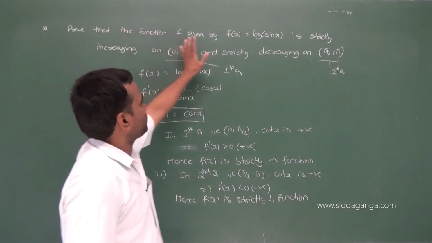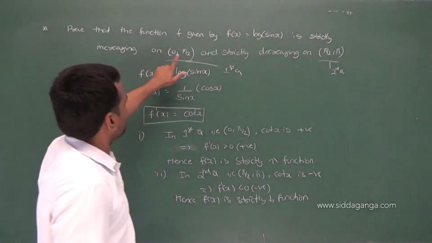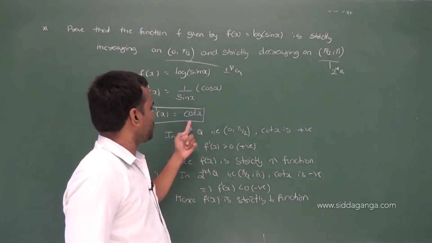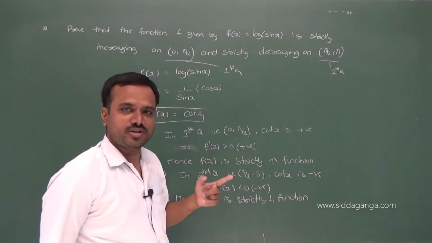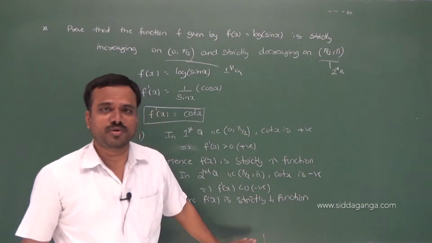What he has proved: the function f given by log of sin x is strictly increasing on the first quadrant and strictly decreasing on the second quadrant. In the first quadrant, cot is positive, that's why it is strictly increasing. In the second quadrant, cot is negative, that's why it is strictly decreasing function. See this problem. Next problem.